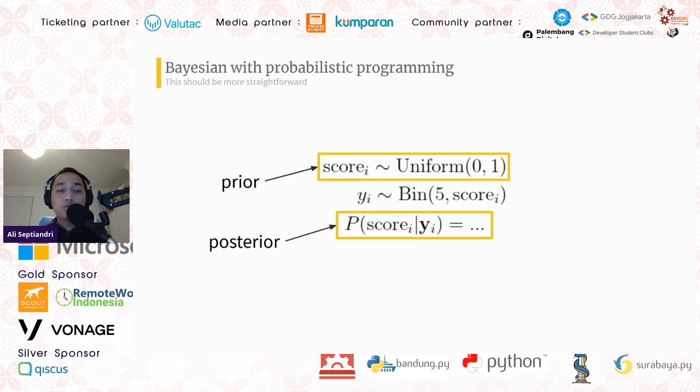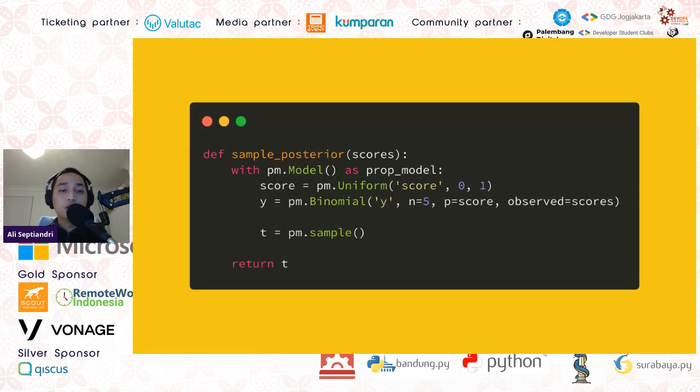In this case, the true score is the prior. You don't know anything yet, and after you see more data, you see the posterior. Notice that the yi is in bold, so it represents a vector of review scores, several observed review scores in this case. And the code will be quite straightforward as well, similar to the mathematical formulation we saw before. So the PM uniform score from 0 to 1, and then binomial with n equals 5, and the observed score, which will be sampled after seeing the data.